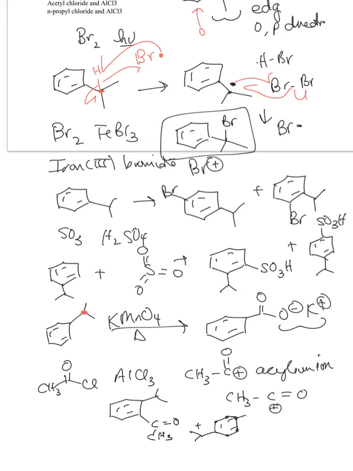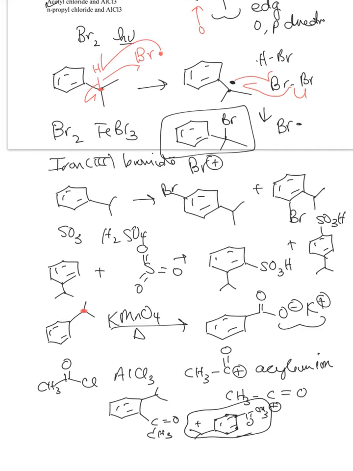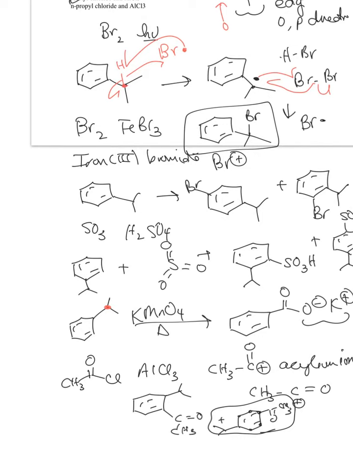1, 2, 3, 4, 5, 6. Kind of funky looking. CH3. Kind of running out of space here. So that's para and ortho. Okay, and the last one is n-propyl chloride. One, two, three. N means straight chain, chloride, and aluminum trichloride.